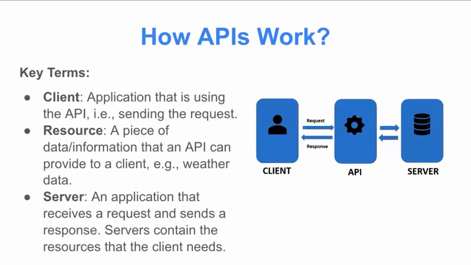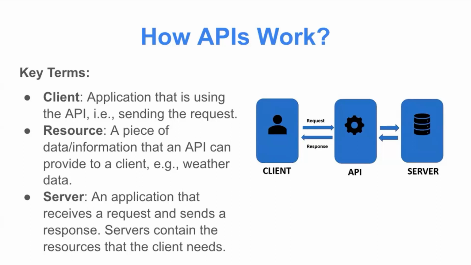To understand how APIs work and how they can be used, there are some key terms to cover. When using an API, a client is the application that is using the API. That is the application that is sending the API request. A resource is the piece of data that the API can provide to this client. So looking at the example that I gave earlier, this could be the daily weather data.